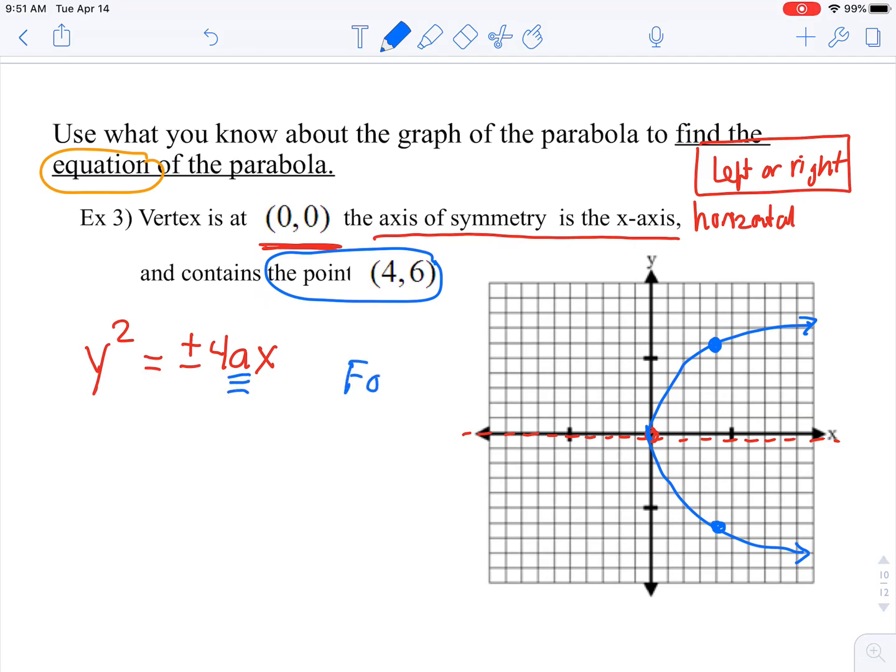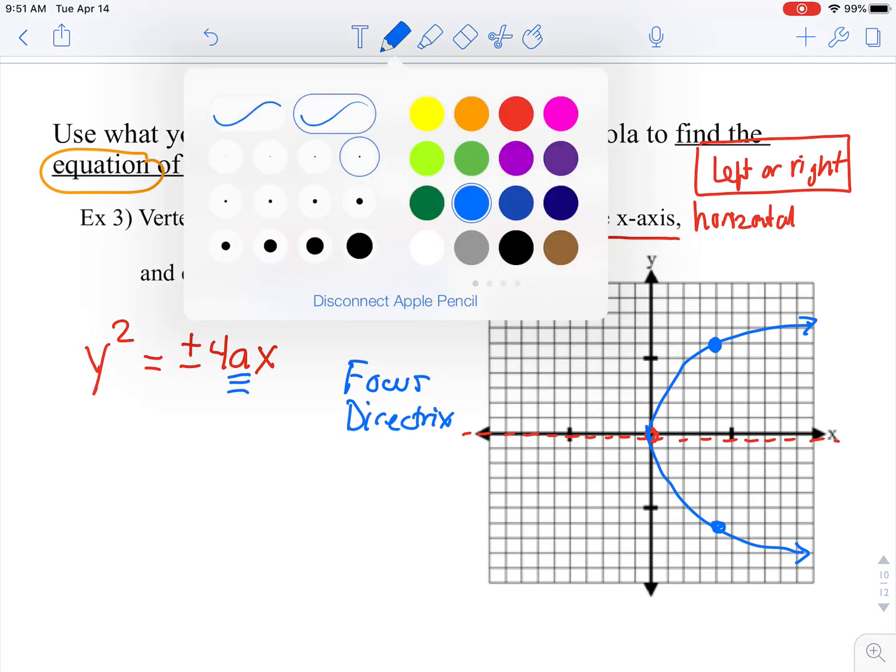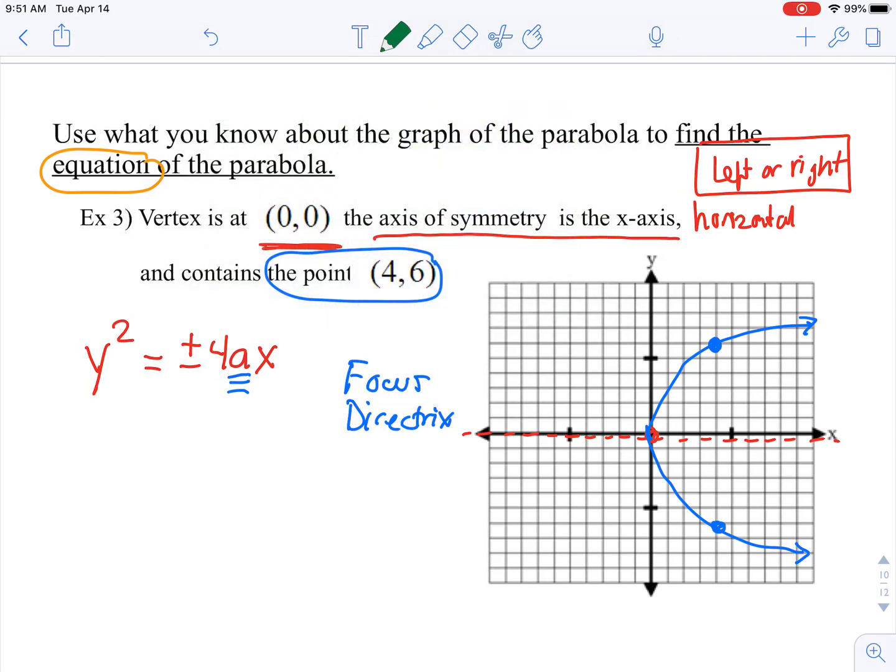In past examples, I gave you the focus or the directrix, and we can use the focus and the directrix to help us get the A value. But in this example, I didn't give you either one of these pieces of information. The only thing I gave you was the point 4, 6. Because this is an x and a y value, we can plug those values into the equation, plug in the 4 for the x, and we can use this equation to solve for the A value.